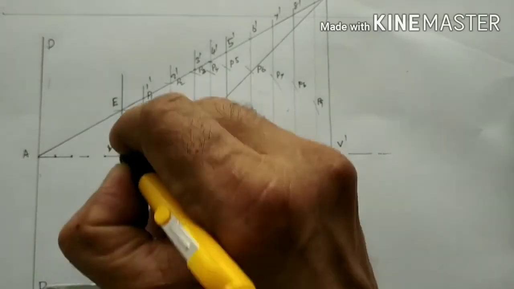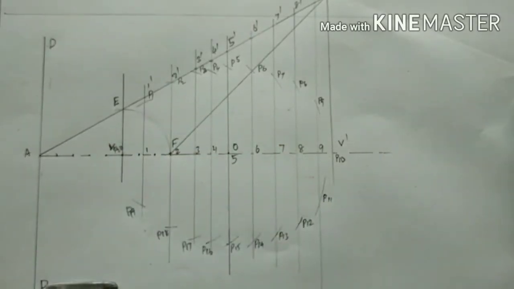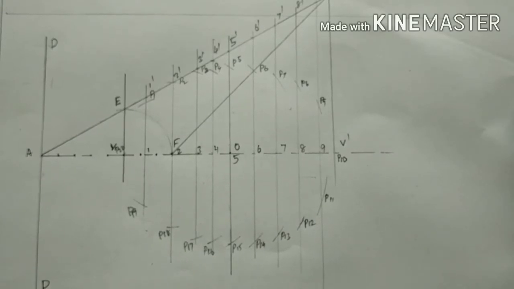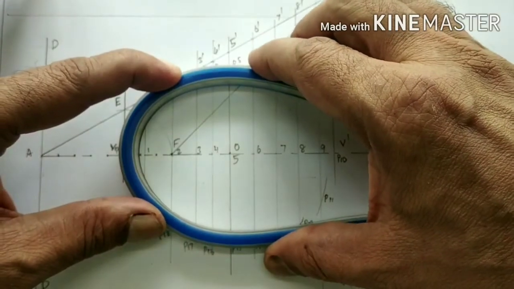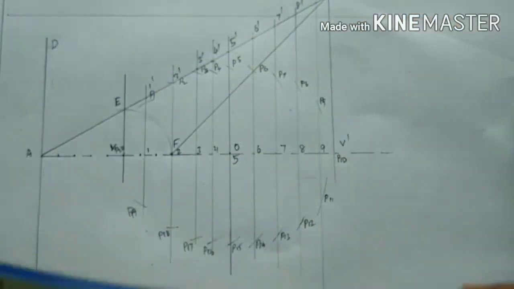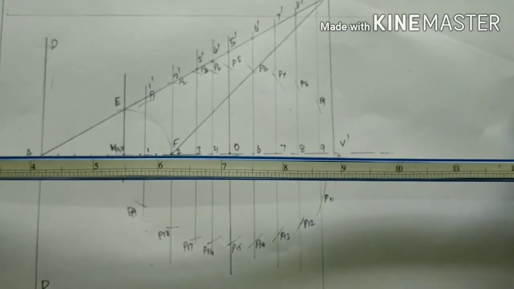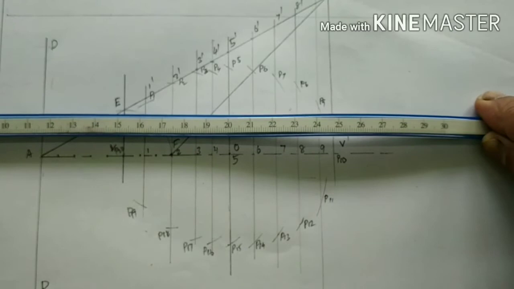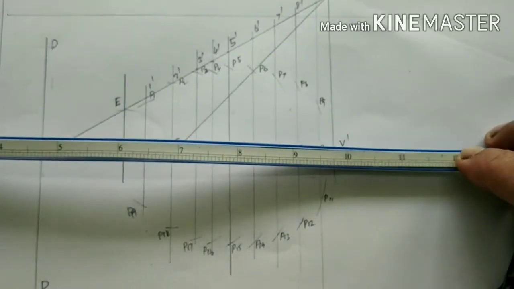A smooth curve drawn through these points will be the required ellipse. Now I am describing an easy method for drawing a smooth, continuous curve. This is a flexible scale. One side of it is marked as 12 inches and the other side 30 centimeter. This is a 1 feet length flexible scale.